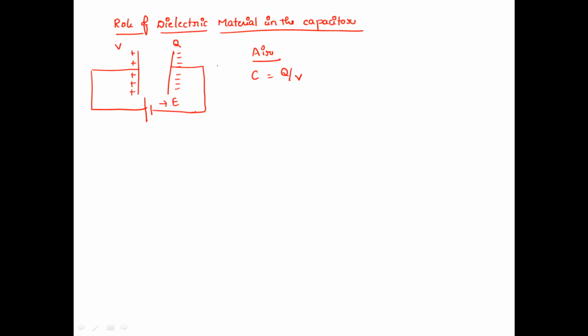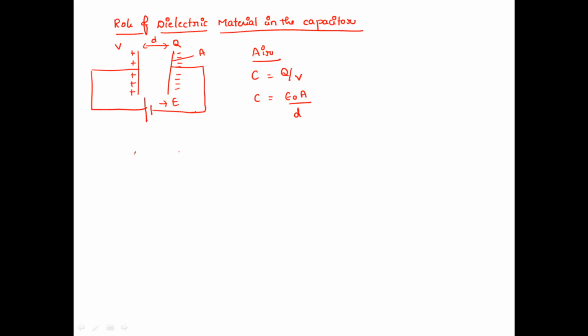In addition to that, the capacitance can also be written based upon the area and the distance between the two plates. If A is the area of the plate and D is the distance between the plates, then in the air medium the capacitance can also be written as epsilon naught A by D, where epsilon naught is the permittivity of free space.